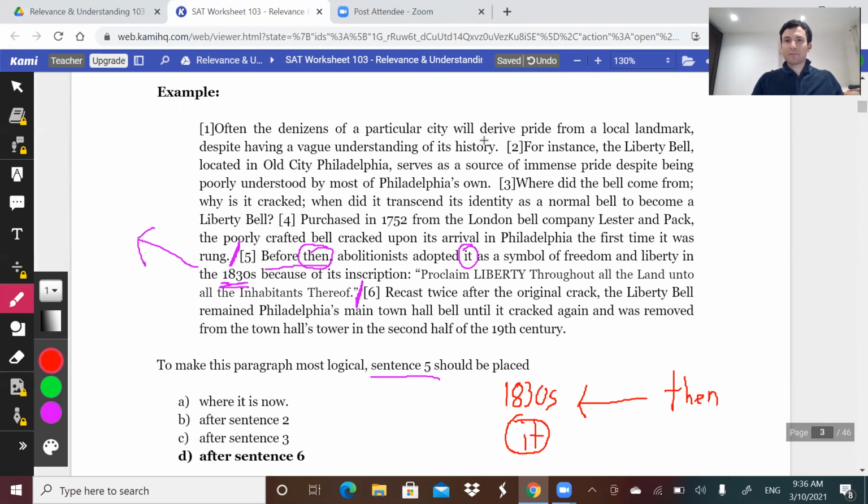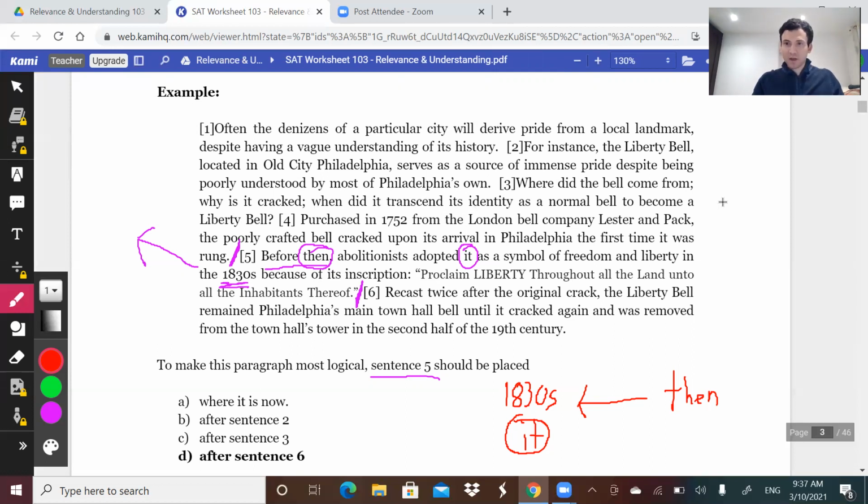Often, the denizens of a particular city will derive pride from a local landmark, despite having a vague understanding of its history. For instance, the Liberty Bell, located in Old City, Philadelphia, serves as a source of immense pride, despite being poorly understood by most of Philadelphia's own. Where did the bell come from? Why was it cracked? When did it transcend its identity as a normal bell to become a Liberty Bell?